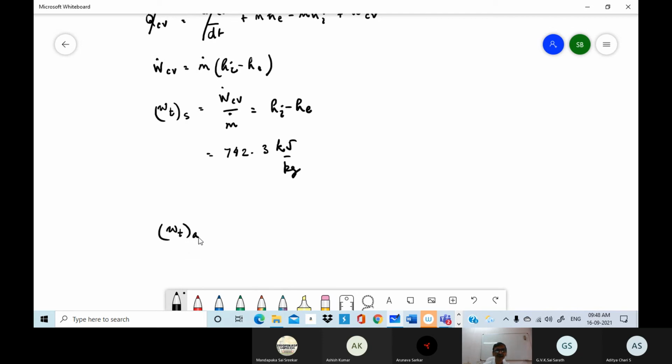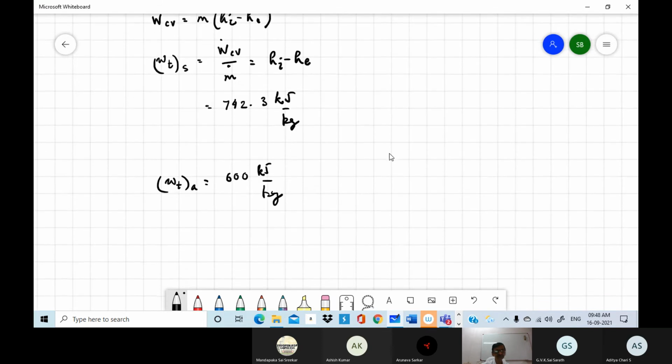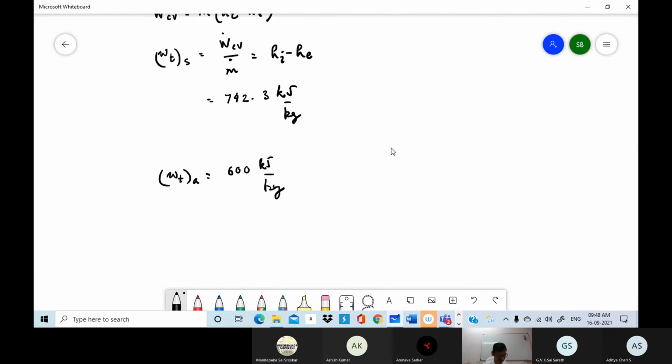and we are given that the actual work output. So we define the turbine efficiency as the actual work output divided by the ideal. So this would be 600 kilojoule per kg.